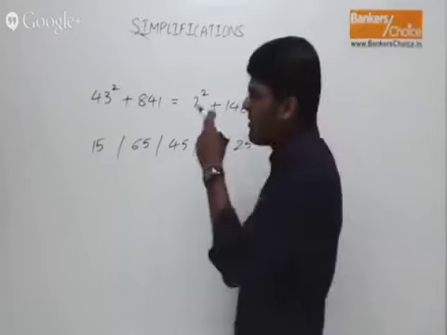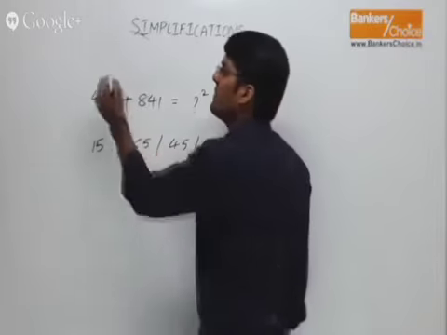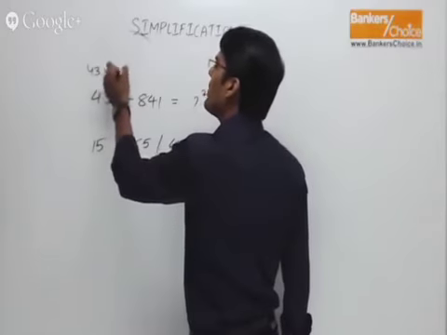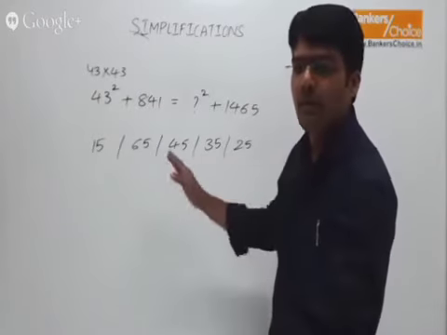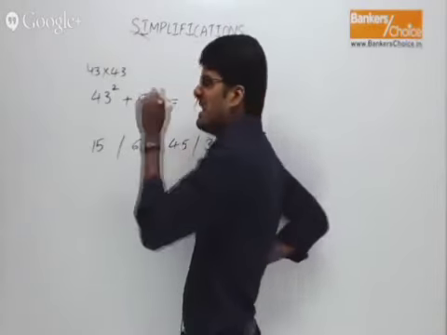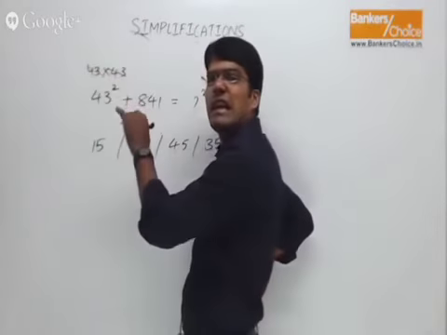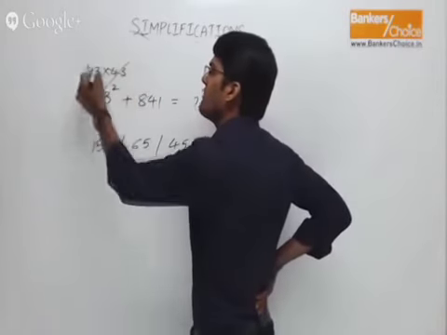What do you do? 43 square. That means 43 into 43. Yes or no? This part is 43 into 43. We are applying root digit directly. I'm just telling you the application of the root digit method here. So 43 into 43. What's the root digit of 43? 7. 7 into 7, 49. 49's root digit will be 4 because 9 gets eliminated. So here the root digit of the first part is 4.